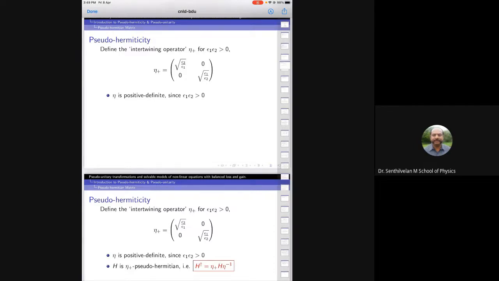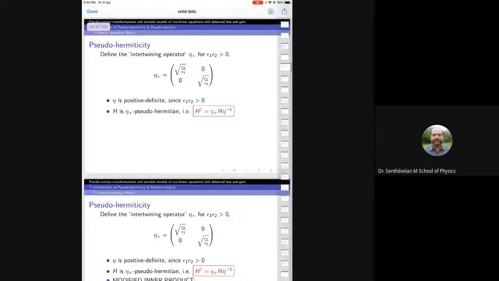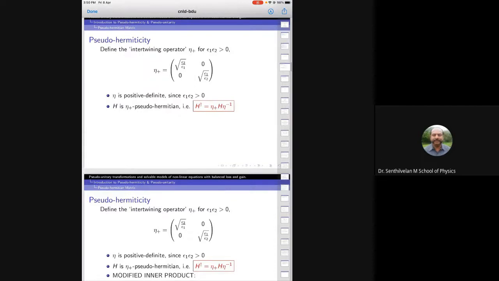One can check a simple calculation. I have written in my previous transparency that H dagger and H are related through this relation, that is H dagger is equal to eta plus H eta inverse. This is the general definition of a pseudo-Hermitian matrix. If H and eta are promoted to some operator in some Hilbert space or some other vector space, then also this is the same relation. But here, just to give you the example, I present it in terms of 2 cross 2 matrices.